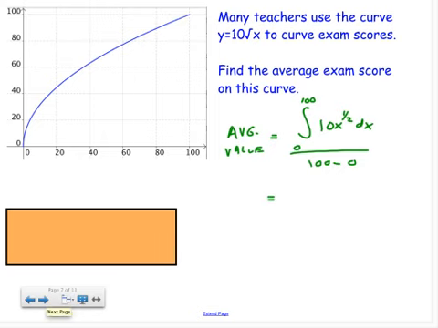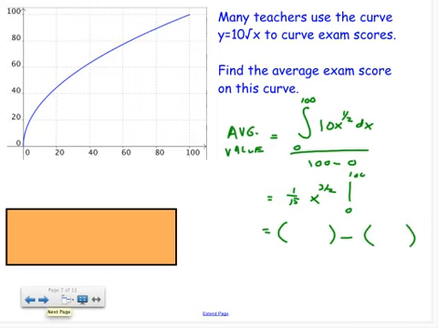Okay, so my antiderivative is going to be x to the 3/2, which means I can divide by 3/2, which is multiplied by 2/3, which means I have 20 over 3, which is over 100, so 20 over 300, which I can simplify to be 2 over 30, or 1 over 15. And we're going to integrate from 0 to 100.